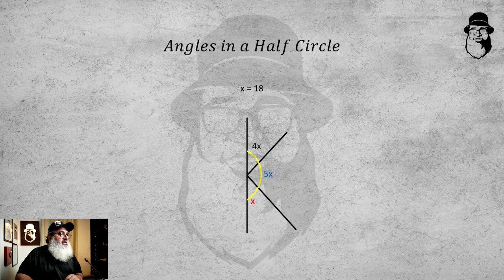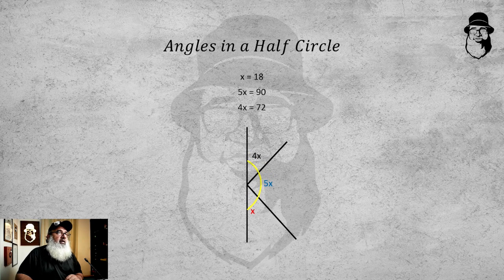Now if x is 18, then 5x is equal to 90 and 4x is equal to 72. So the angles are 18 degrees, 90 degrees and 72 degrees.